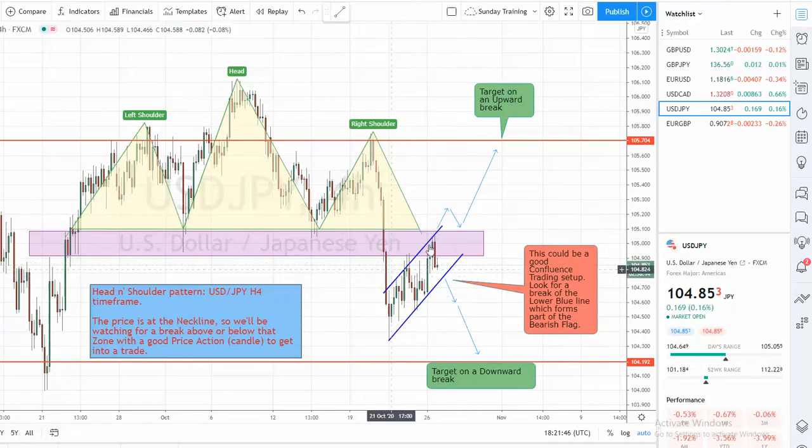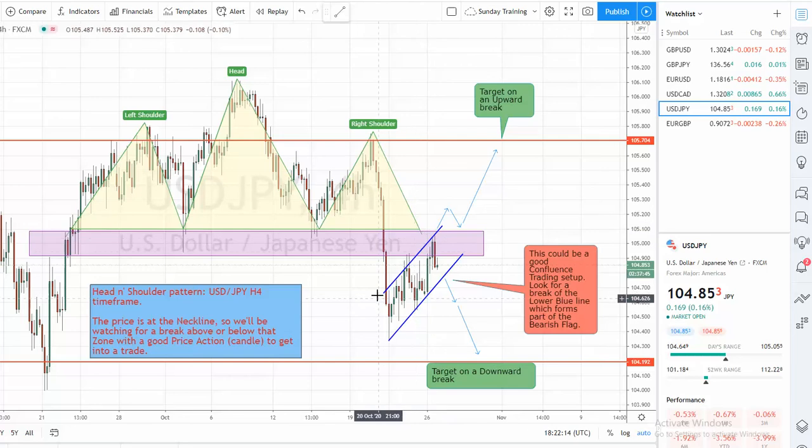Now, for those who are members of my group watching this, we've not looked at the flag pattern in detail. I believe I've mentioned it at some point. I did say that I won't be looking into too many patterns so that people don't get confused. We just start with a few patterns and master those. But nevertheless, for those who are watching this, this is a flag pattern.